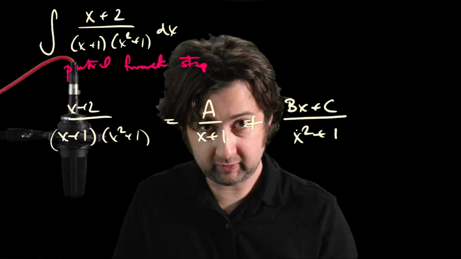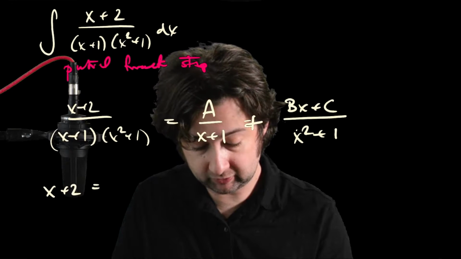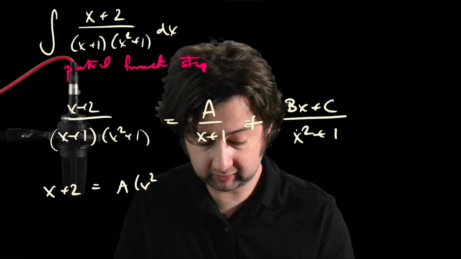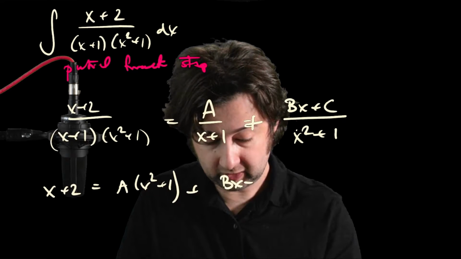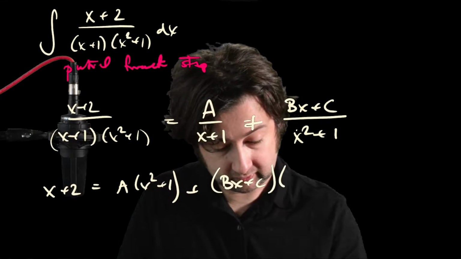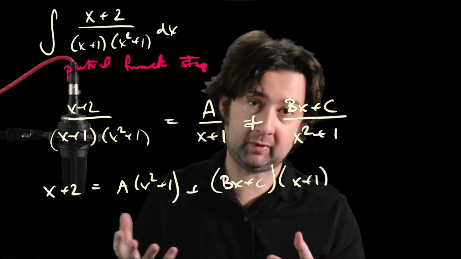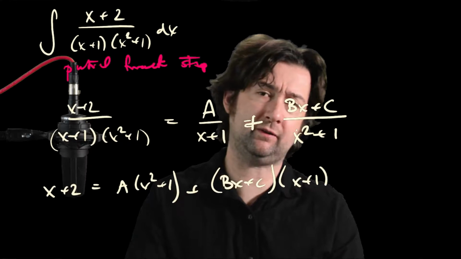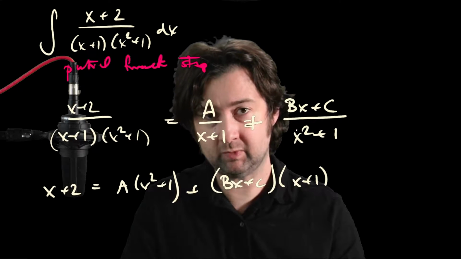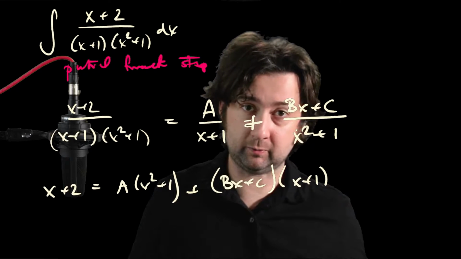So we're going to multiply through by the denominator. And if we do, what we're going to get is x plus 2 is equal to a times x squared plus 1 because of cancellation, plus bx plus c times x plus 1. Now we can multiply this out and collect like terms just like usual. There actually turns out to be a faster way to calculate a, b, and c that I'd like to point out here that can reduce the amount of work that you have to do.